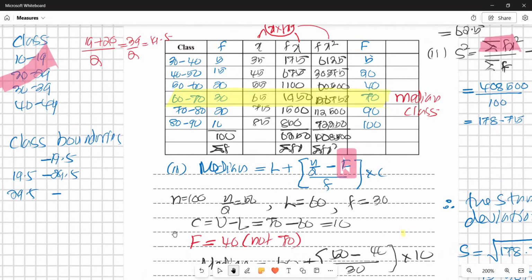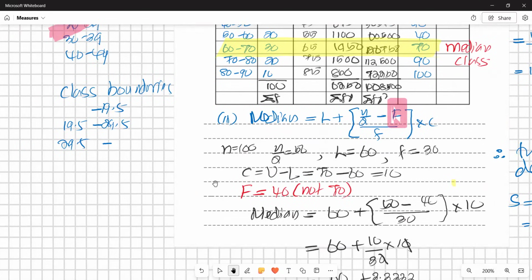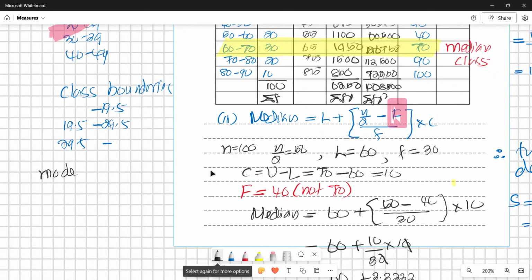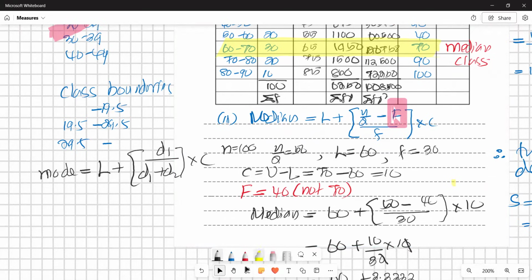Mode. Fourth part, mode. The formula for mode is L plus D1 divided by D1 plus D2 into C. Different symbols you may use. D1 is the frequency difference between the modal class and the preceding class.